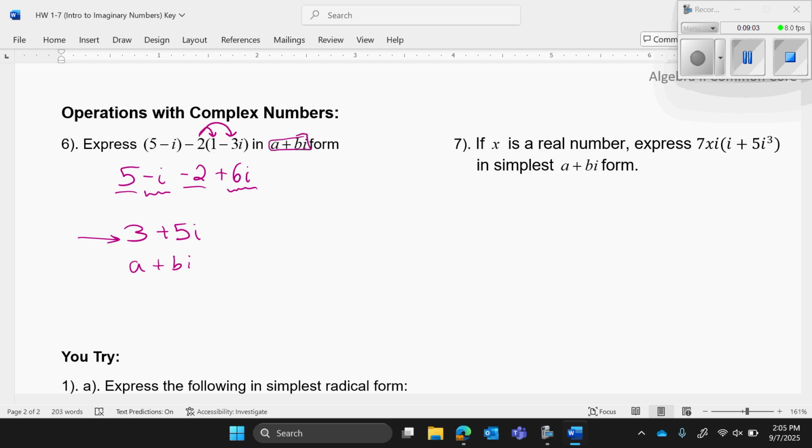So because of the commutative property, you can actually switch the order of multiplication. And I'm going to rewrite this as x times 7i times the quantity i plus 5i cubed. All of this is going to go in the calculator. And I'm going to get x times whatever the calculator tells me.